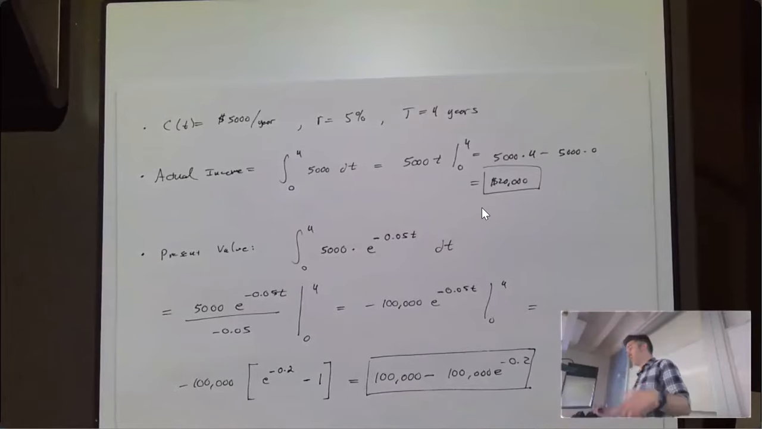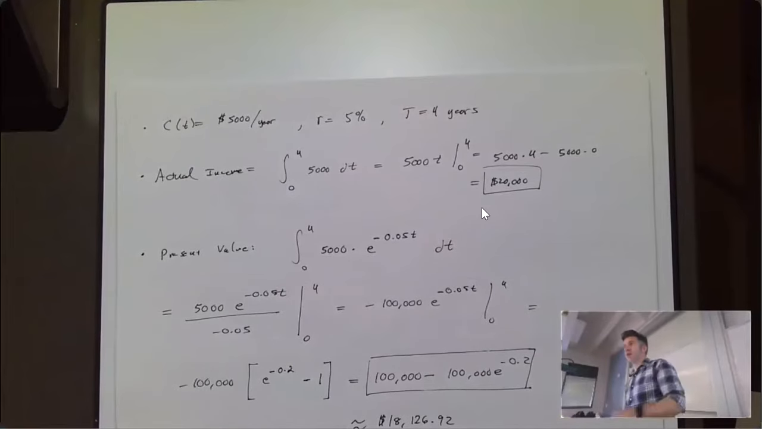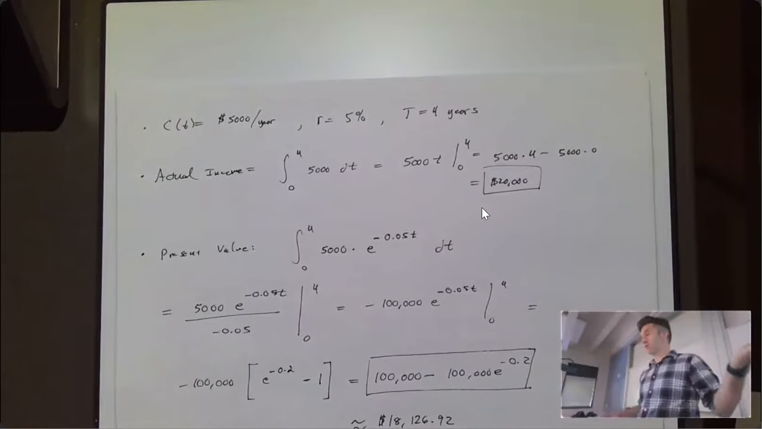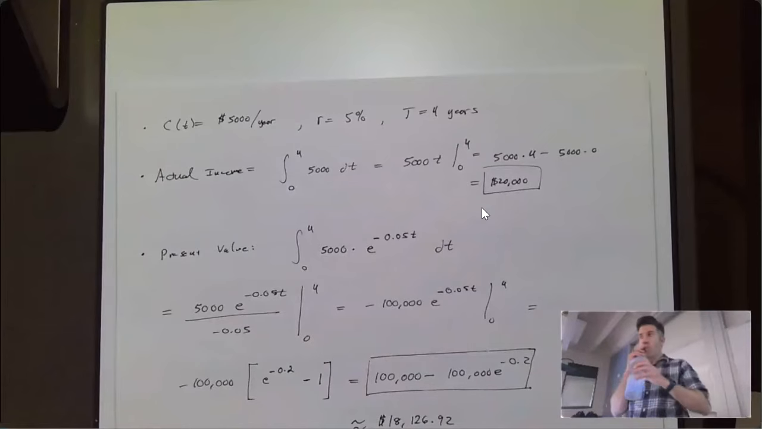So this is a time where it really is appropriate to get a decimal approximation. If you plug this into a calculator, you're going to get a value that's approximately $18,126.92. So that's how much money you would have to invest now at an inflation rate of 5%, so that over 4 years, it would be equivalent to having that $20,000 of actual income.